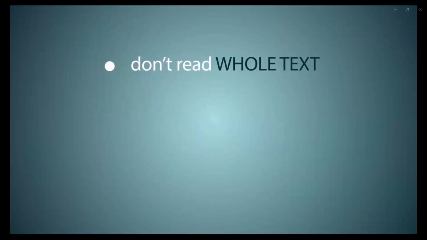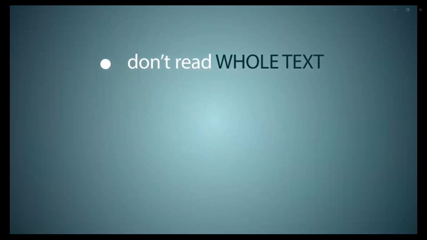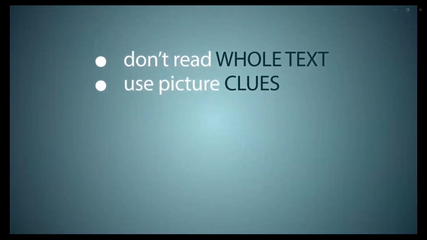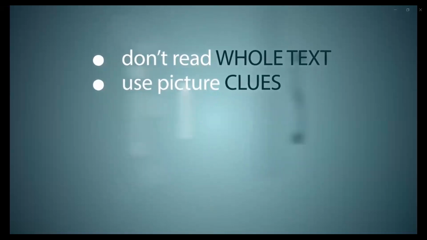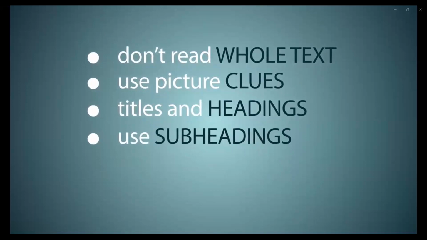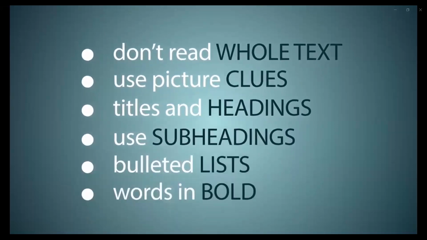How do you skim and scan read? Don't read the whole text word for word. Let your eyes move quickly until you find something you are looking for. Use picture or diagram clues to give you background information. Look at titles and headings. Use subheadings to find specific lists. Look for words written in bold.